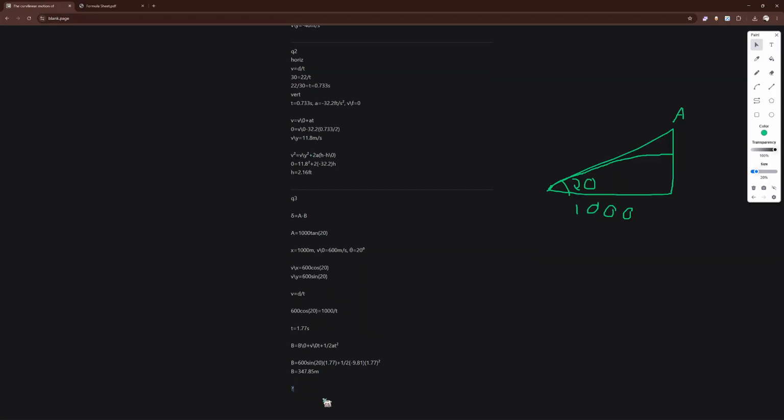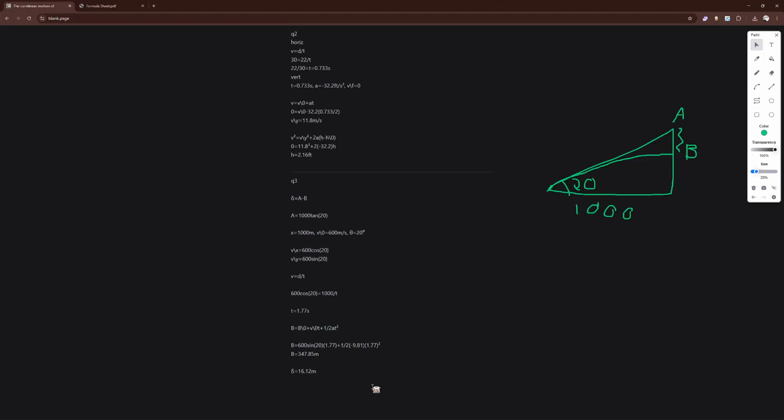Now we're going back for delta. So we'll just calculate that, which gives us a total final answer. Delta is equal to 16.12 meters. So that's saying in our diagram, B is right here, this distance, 16.12 meters. Another straightforward question. Very, very fun. Okay.